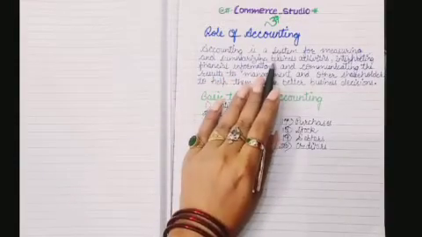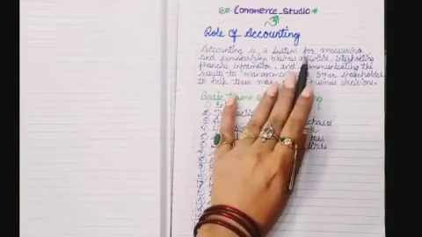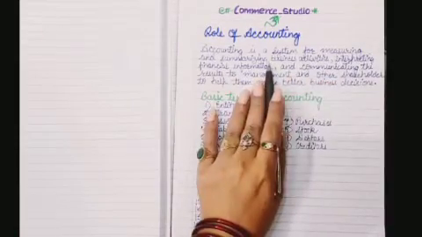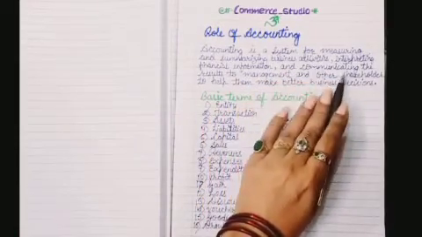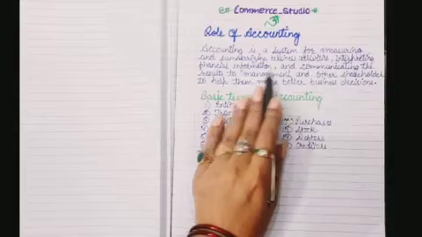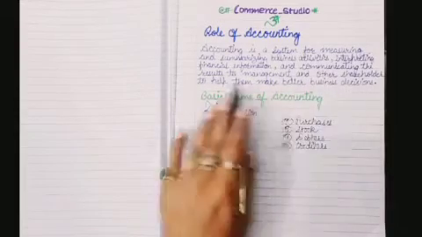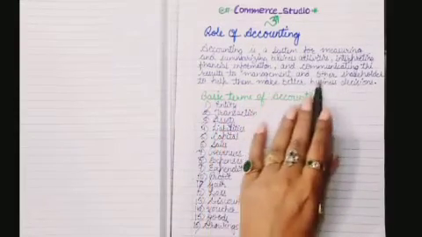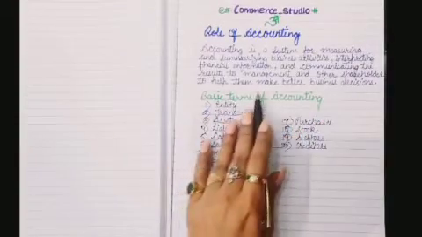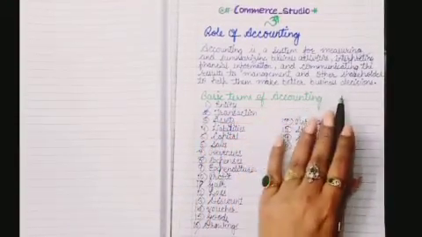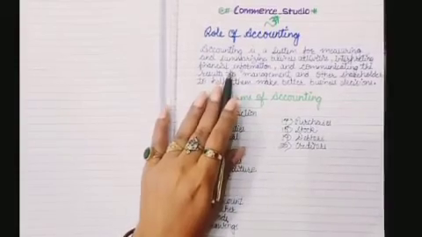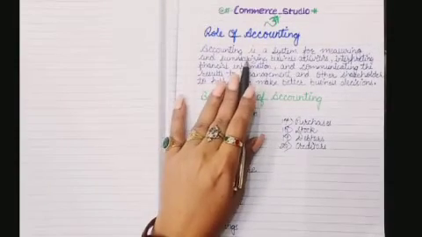Role of accounting. Accounting is a system for measuring and summarizing business activities, interpreting financial information and communicating the results to management and other shareholders to help them make better business decisions. In fact, accounting is the language of the business.